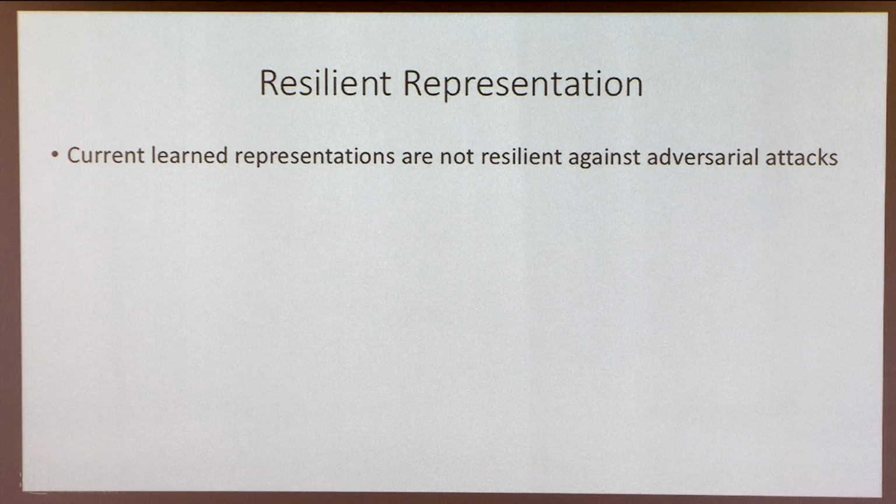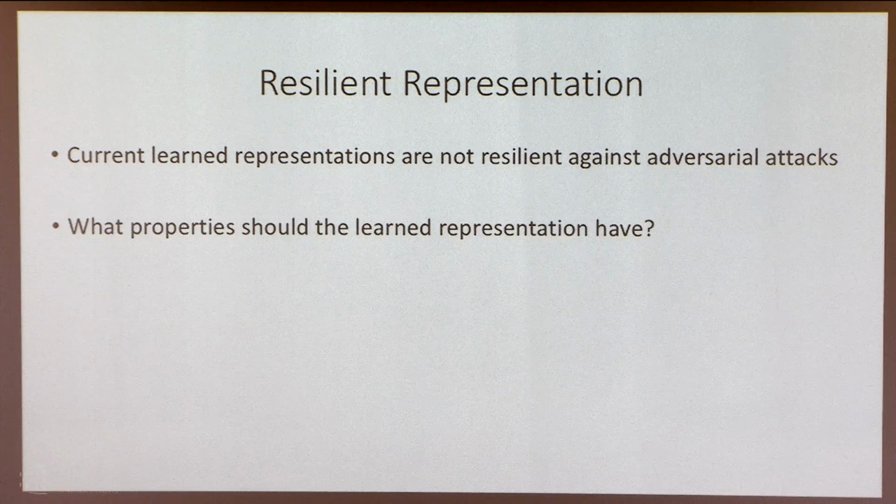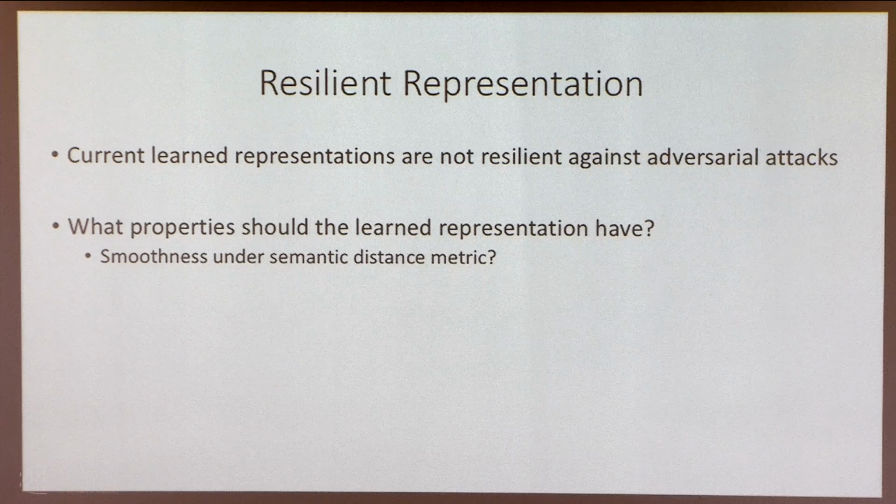However, for all these systems, from what we have seen, unfortunately these learned representations are not resilient against adversarial attacks. So I think this begs the question of how we can learn better, more resilient representations. And even before that, some important questions need to be addressed by the community. We need to understand better what good properties these learned representations should have. In some sense, we want some kind of smoothness property for these learned representations. And of course, the question is, what does smoothness mean here? And what is the distance metric that you want to use to define smoothness?